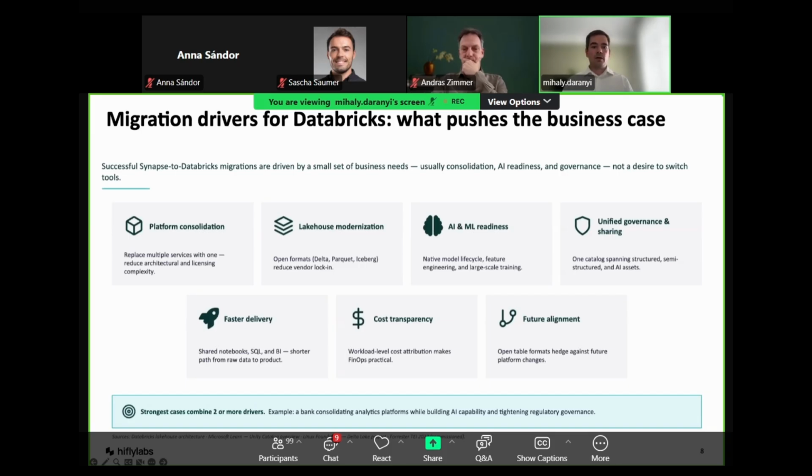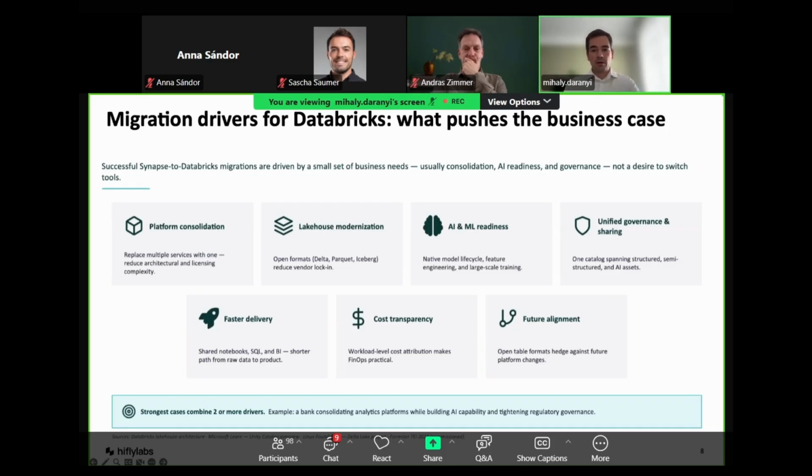And the fourth one is unified governance and sharing. Databricks has one catalog, and it can contain the structured, the semi-structured, and the AI assets as well in a governed way, which is a huge benefit at the end. And from the operational level, it can provide faster delivery, with shared notebooks, SQL, and BI, shortening the path from raw data to real AI and data products.